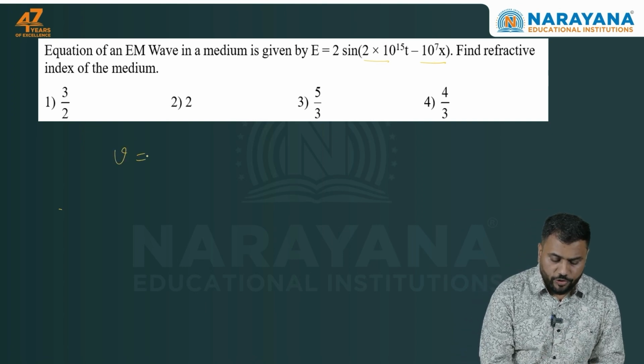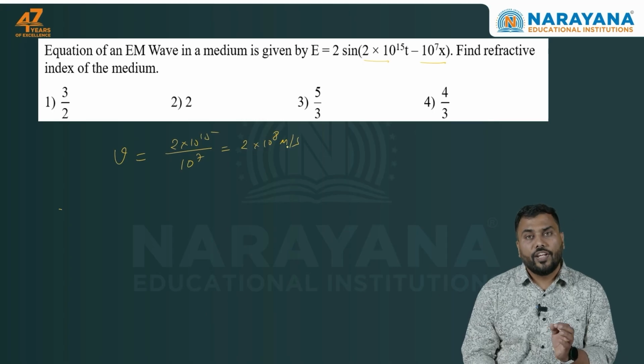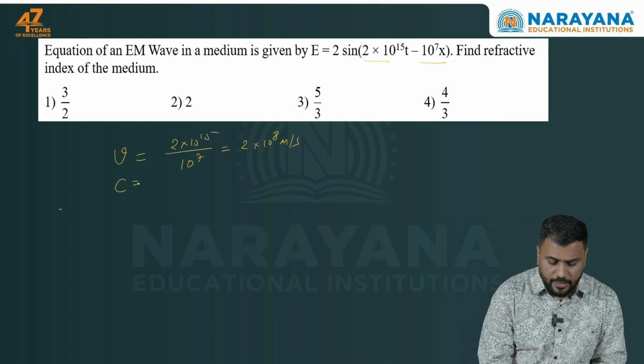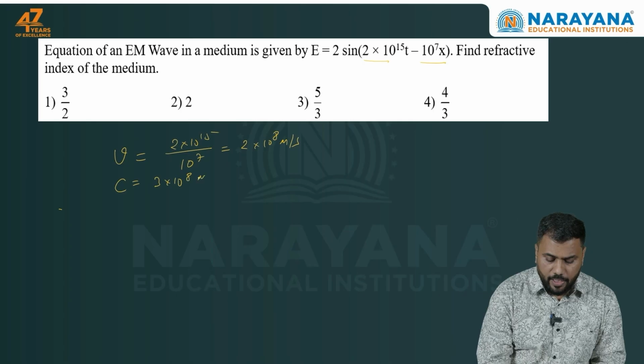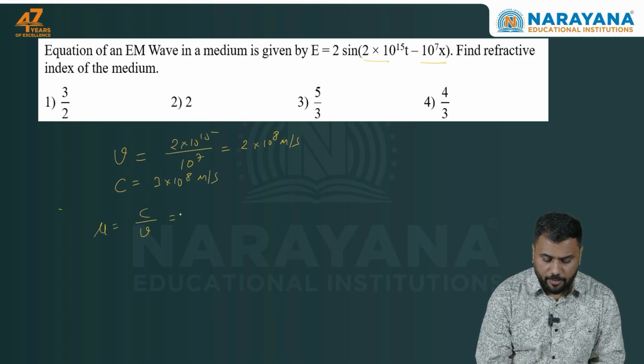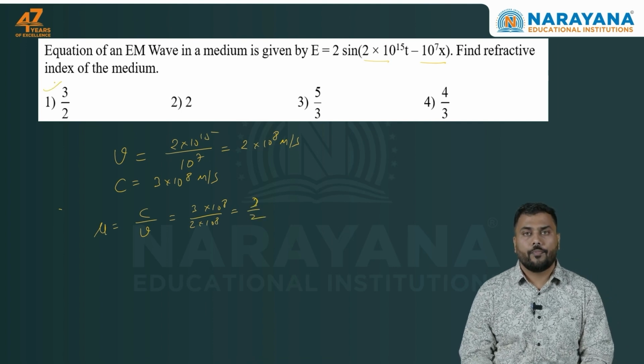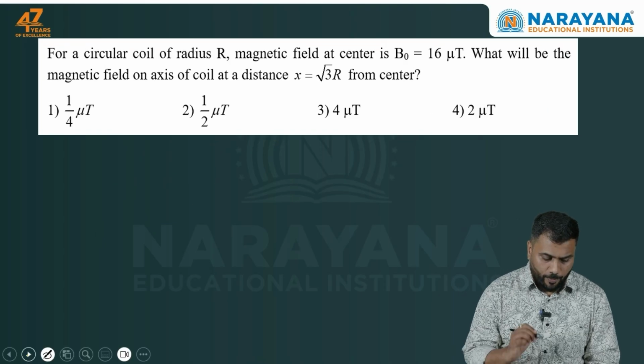So the wave velocity of this wave is going to be the coefficient of t, which is 2 into 10 power 15, divided by the coefficient of x, which is 10 power 7. So if you solve, this is 2 into 10 power 8 meter per second. The wave velocity in free space is given by c, and that is 3 into 10 power 8 meter per second. So the refractive index of the medium, which is given by c by v, you can just substitute this value: 3 into 10 power 8 by 2 into 10 power 8. So the answer should be 3 by 2. Hence the correct answer of this question is option first. Let's go to the next question.